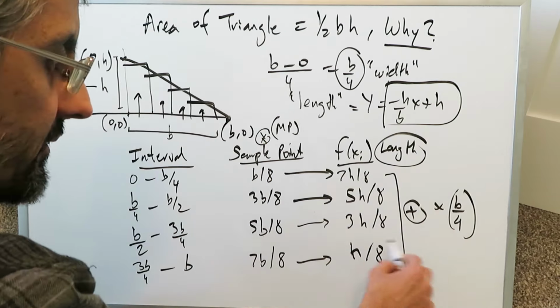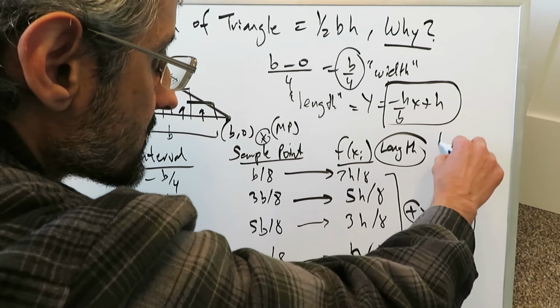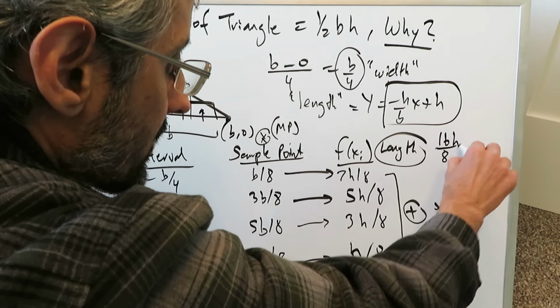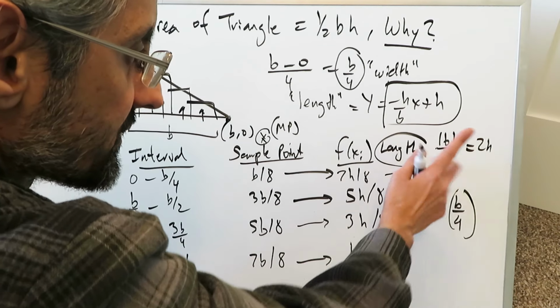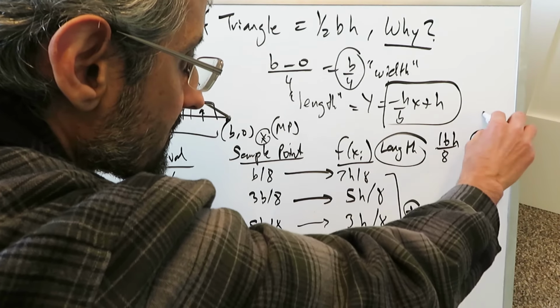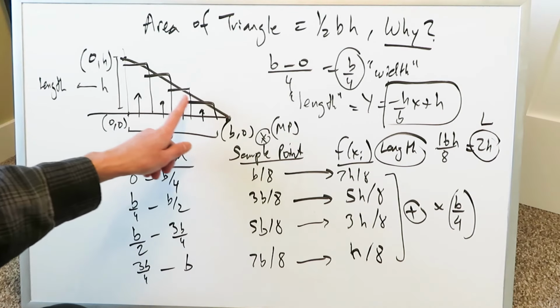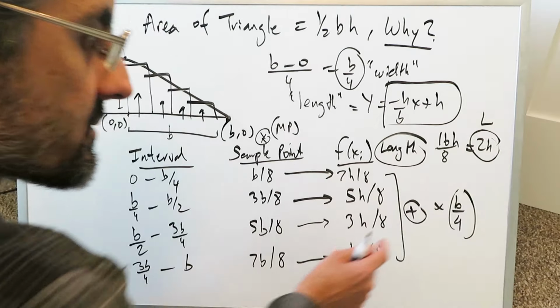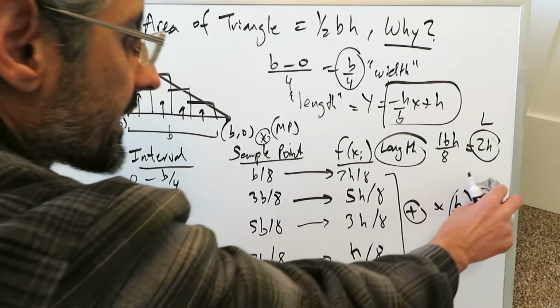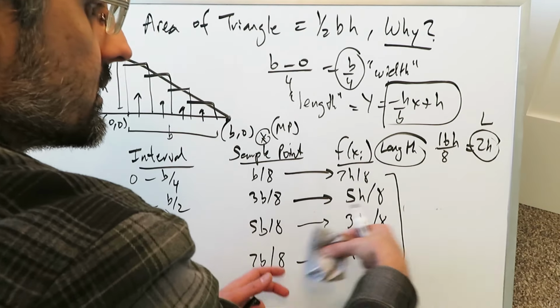When I add all of these, I get a 16h over 8, which you know is a 2h. 8 goes in 16 two times. I have a 2h. That's my cumulative length of all of these 4 rectangles. I have a width over here. I have to multiply 2h with b over 4. And let's do that right over here.